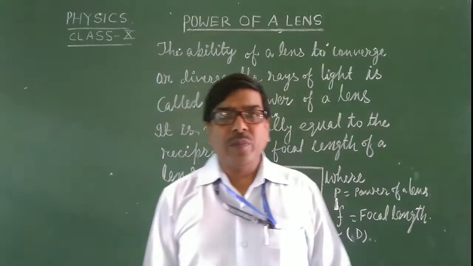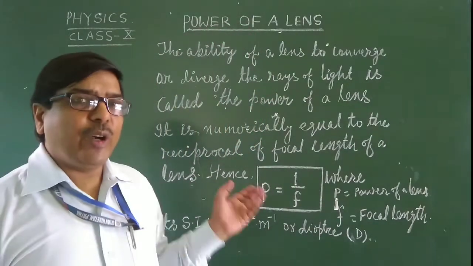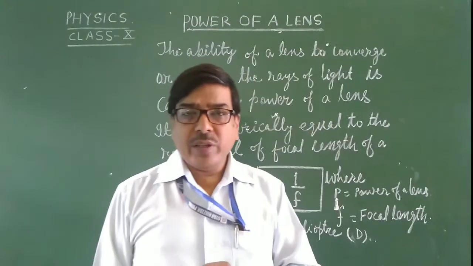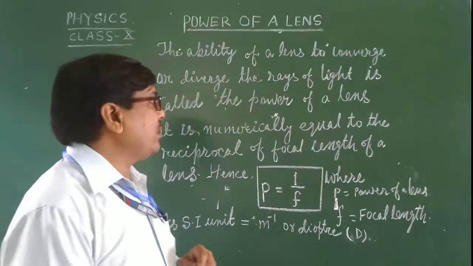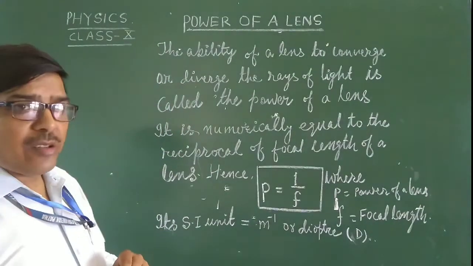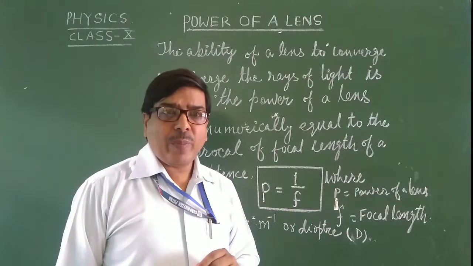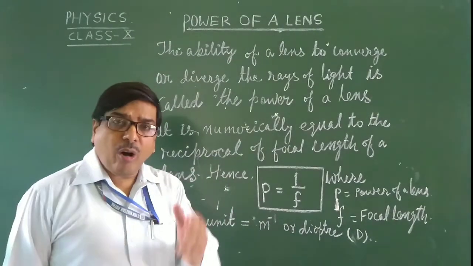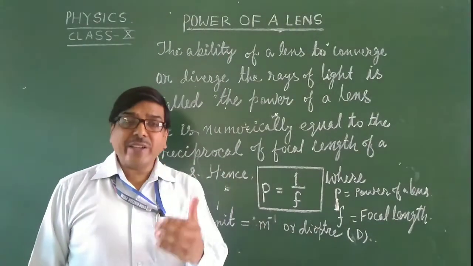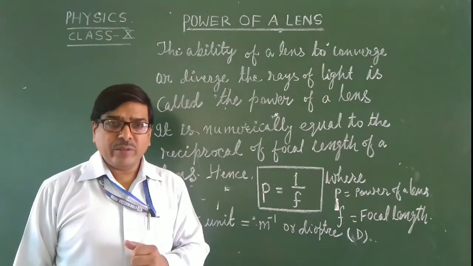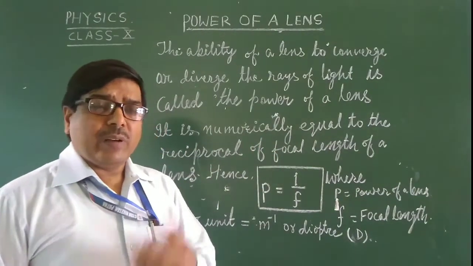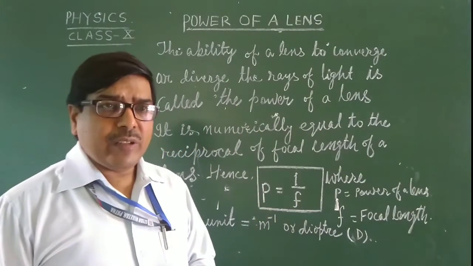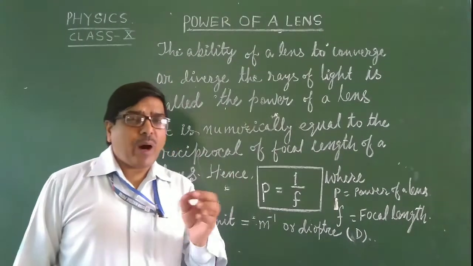Hello students, today I am going to explain about the term power of lens in physics for class 10. Now the power of lens is defined as the ability to converge or diverge the light rays falling on it. Each and every lens, either concave lens or convex lens, has its own power of lens.